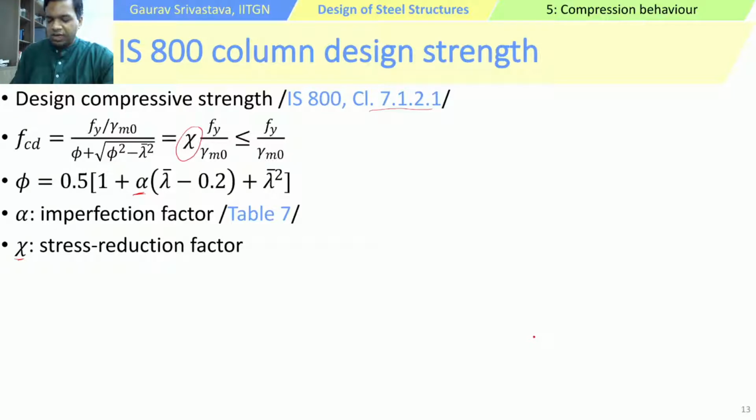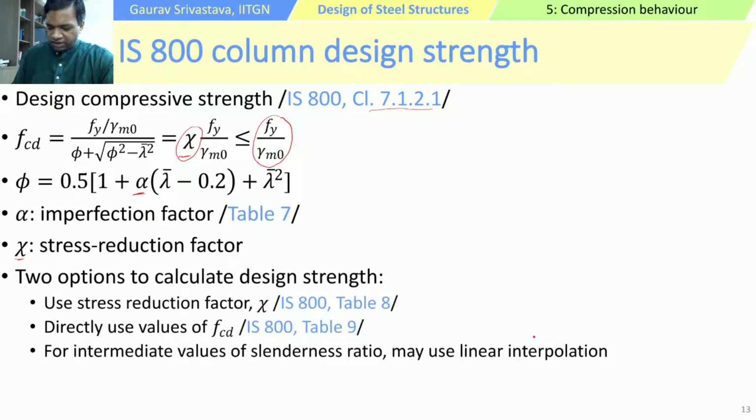So if you look at what chi is doing, if there were no imperfections, the failure strength would be Fy by gamma m0, right? So gamma m0 is the partial material safety factor. If there were no imperfections, the members would fail only by yielding. But because of imperfections, it can fail before yielding. So that is what this chi is doing. It is getting multiplied to the ideal strength, and that is why it is called a stress reduction factor.